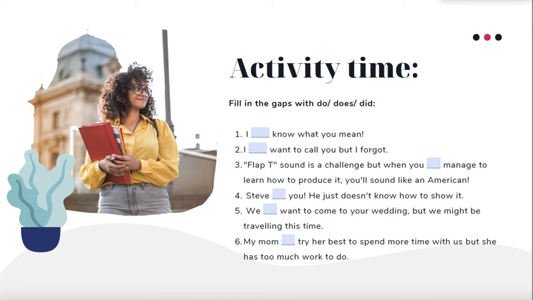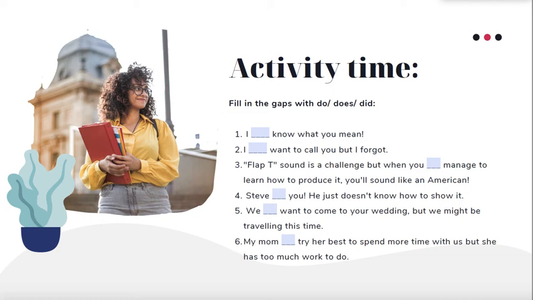I want to call you, but I forgot. Look at the context. Forgot shows you that the action was supposed to happen in the past, right? So you got it. Number 3, flap T sound is a challenge, but when you manage to learn how to produce it, you'll sound like an American. It's like, но когда ты все-таки сможешь научиться, right?